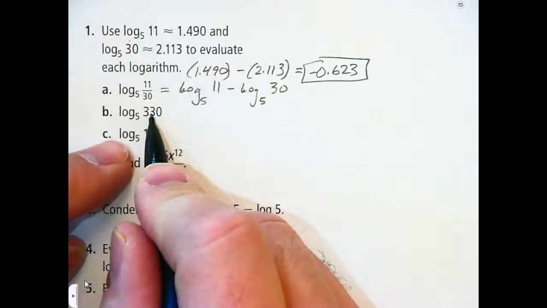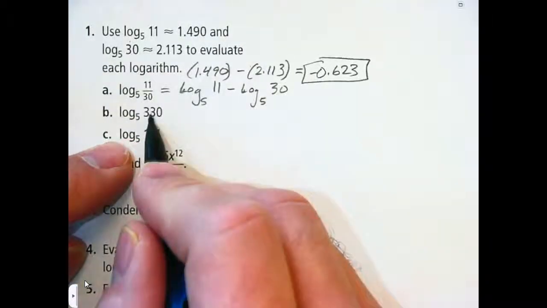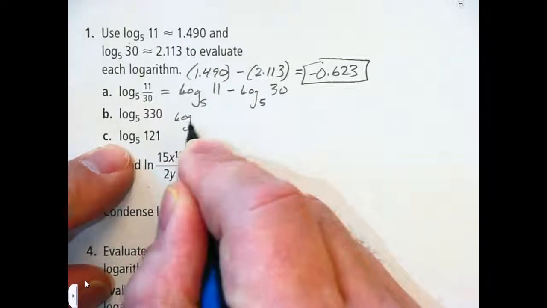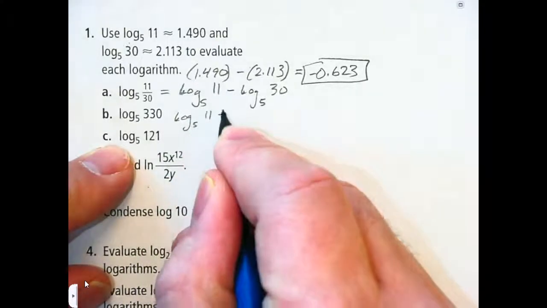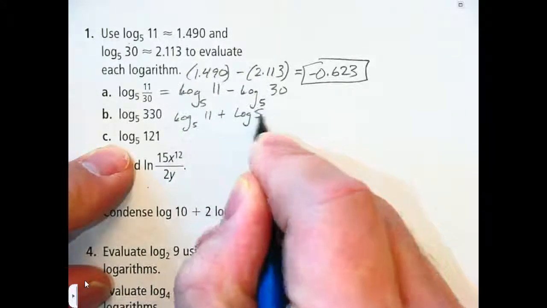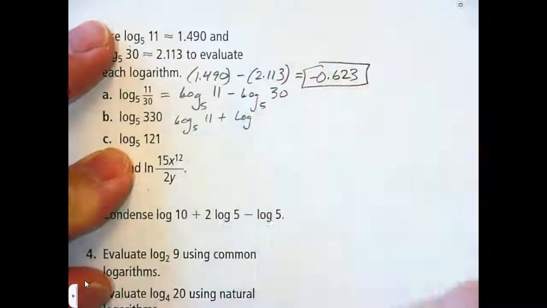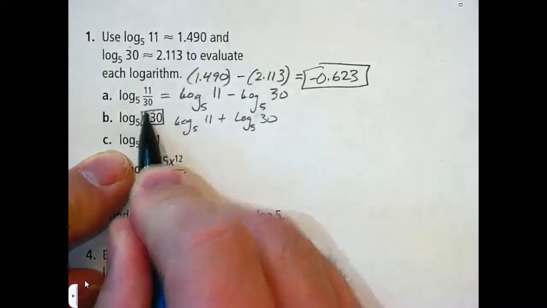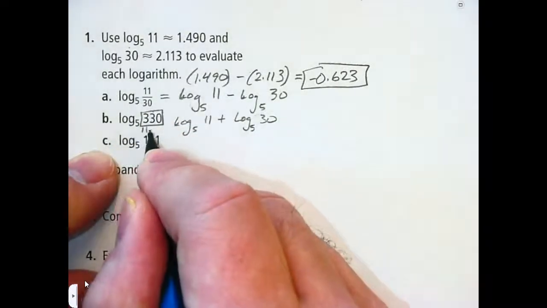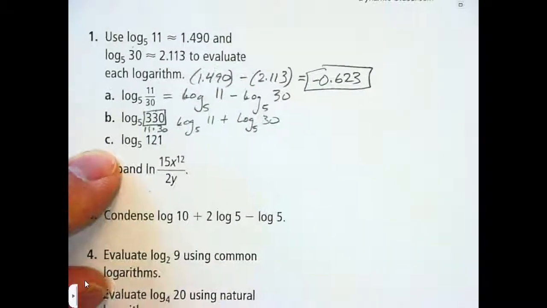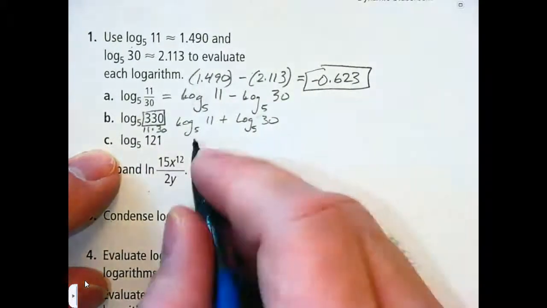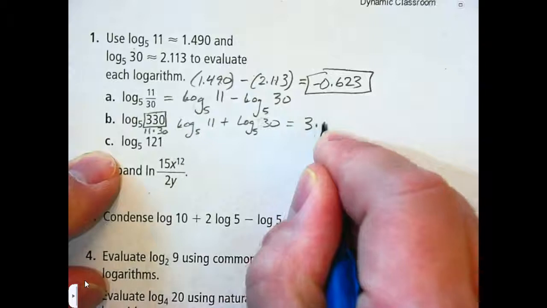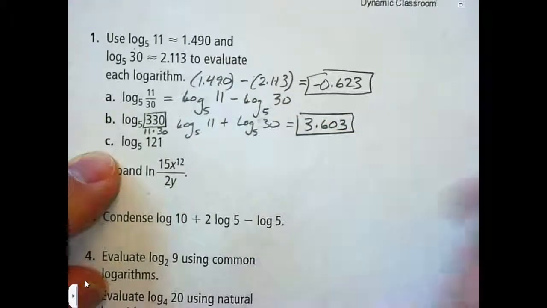This one, 11 times 30, right? Okay, so if you do log base 5 of 11 plus log base 5 of 30, that multiplies. 11 times 30 is 330. Okay. Everyone know the trick for 11s? We can come back to it here in a minute, but when we add these two pieces up this time, that gives us 3.603.